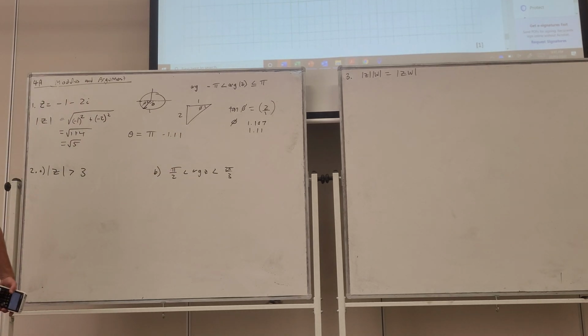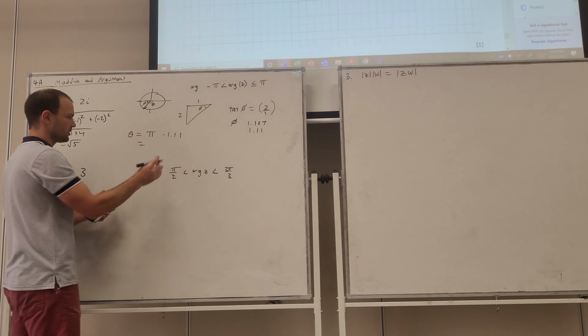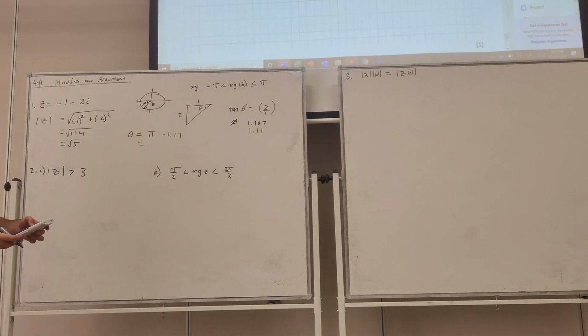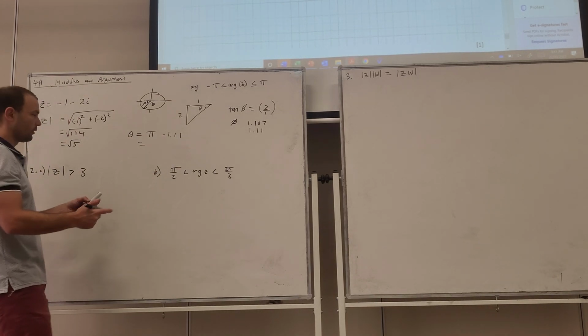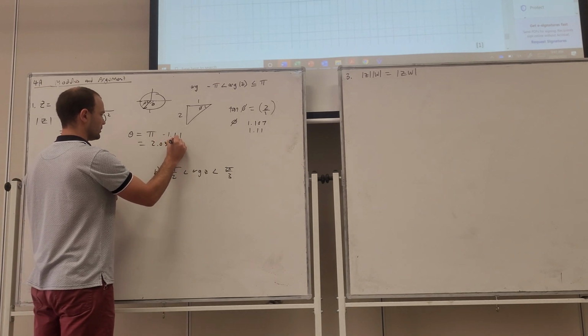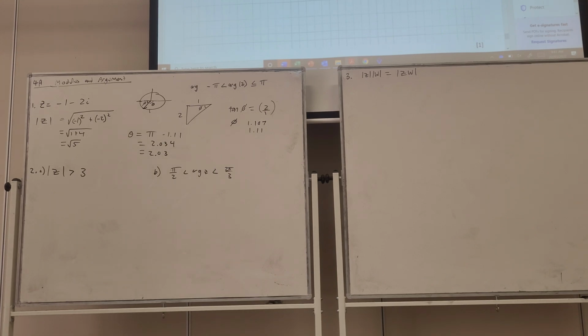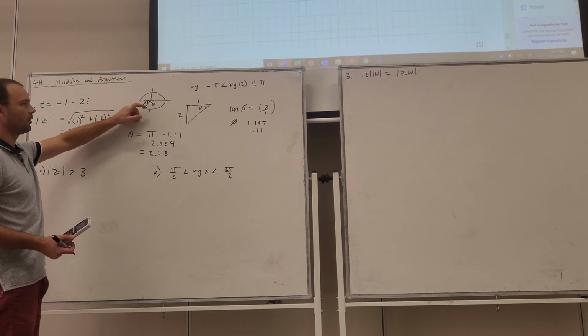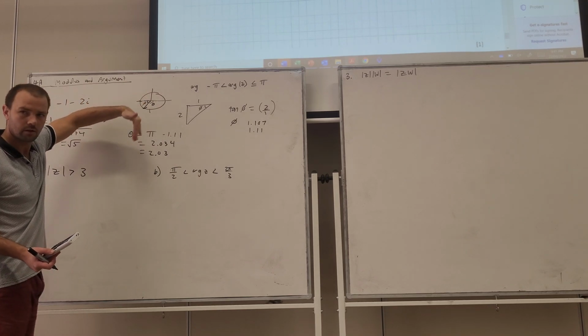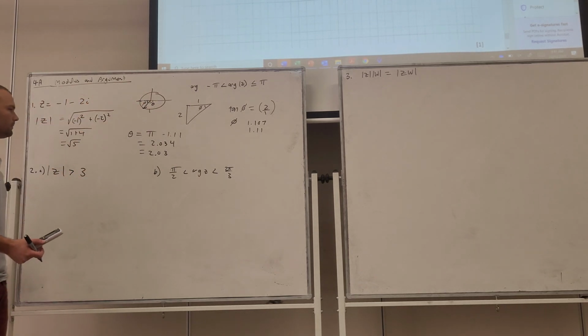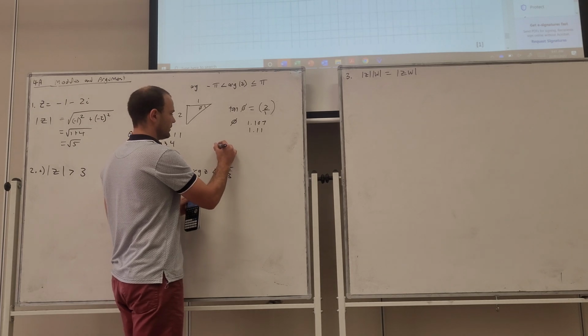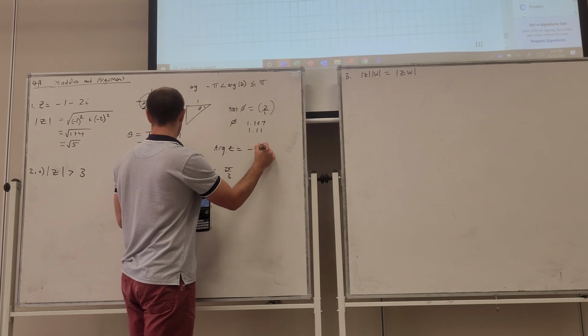What is pi? Pi is 3.14. So we've already got an idea. It should be just about 2. So we go pi, take our answer, 2.034, so 2.03. Okay, that is going to be the argument. That's the size of the argument. But the other thing we've got to consider is that it's negative. We're going below where we start on the unit circle. So let's answer that. The argument of z is minus 2.03.